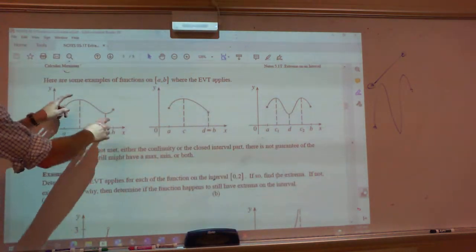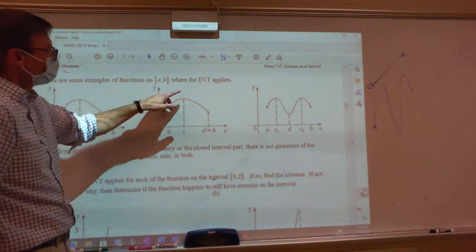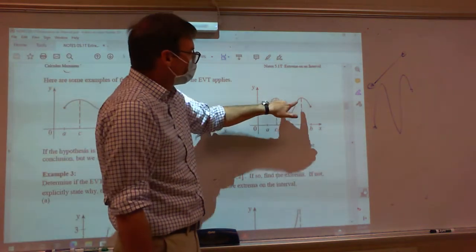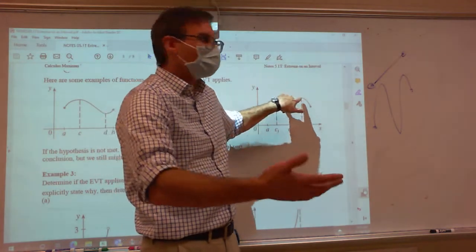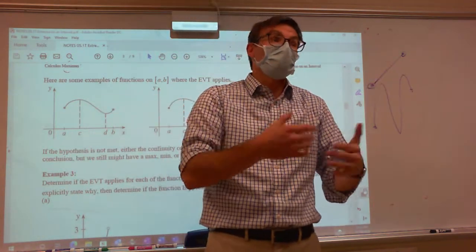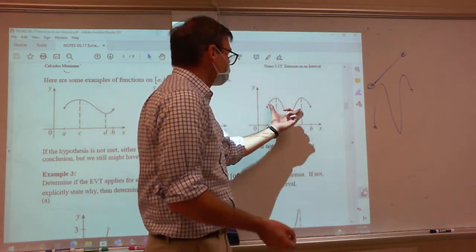Notice our max and min are in the middle somewhere. Here, the max is here, the min is on an endpoint. And again, here we have a case where the maximums are at the same height. But when you're looking for a max or a min, that's the maximum or minimum y value, so it doesn't matter that it repeats twice.